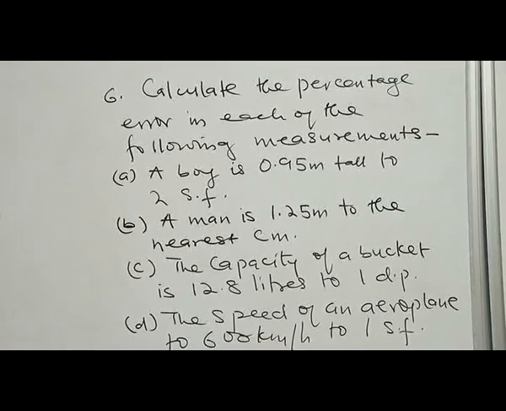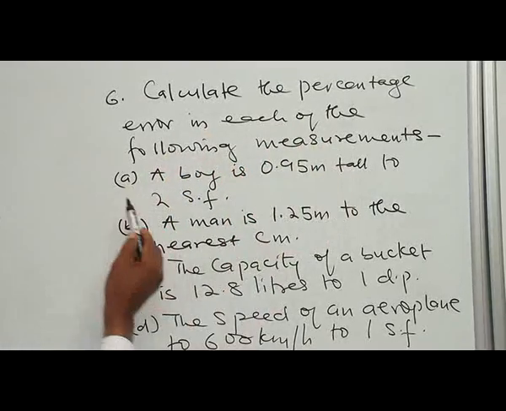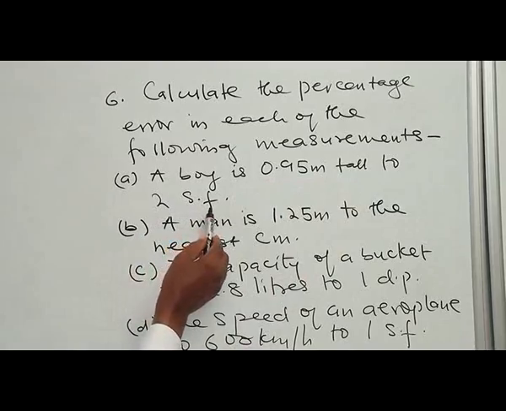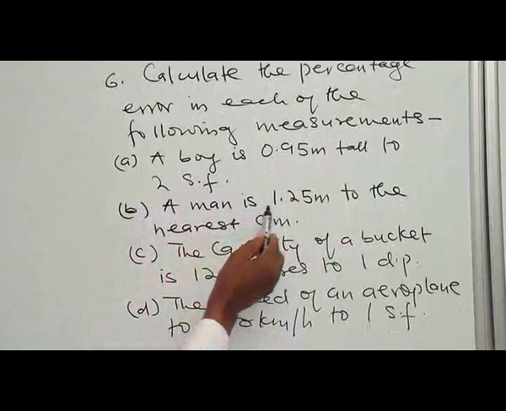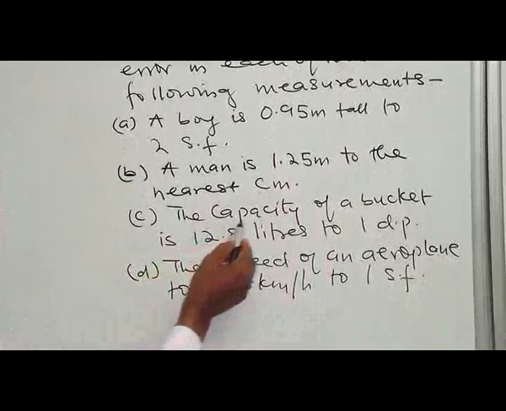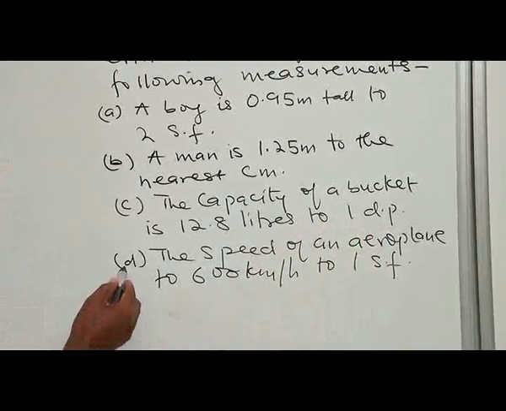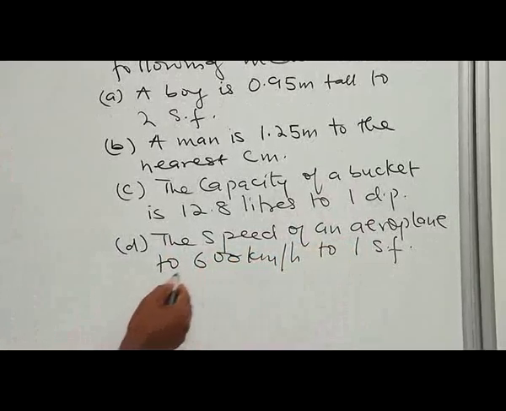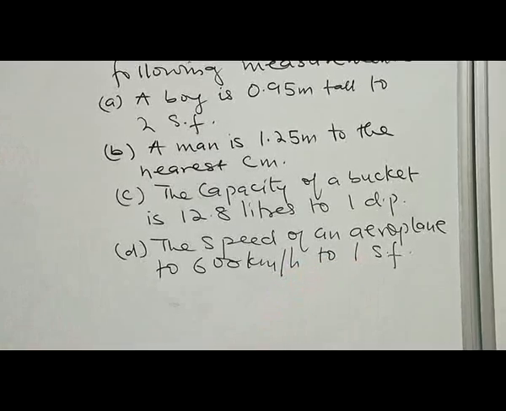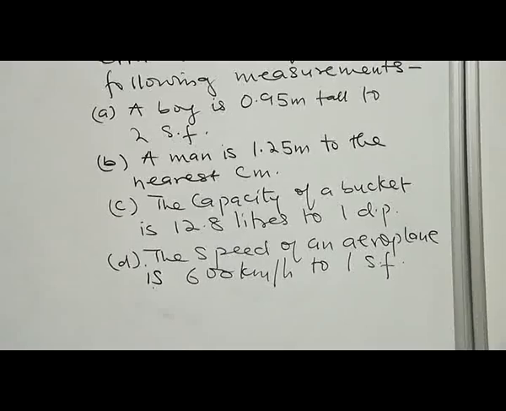Example 6. Calculate the percentage error in each of the following measurements. A, a ball is 0.95 meters tall to 2 significant figures. B, a man is 1.25 meters to the nearest centimeter. C, the capacity of a bucket is 12.8 liters to 1 decimal place. D, the speed of an aeroplane is 600 kilometers per hour to 1 significant figure.